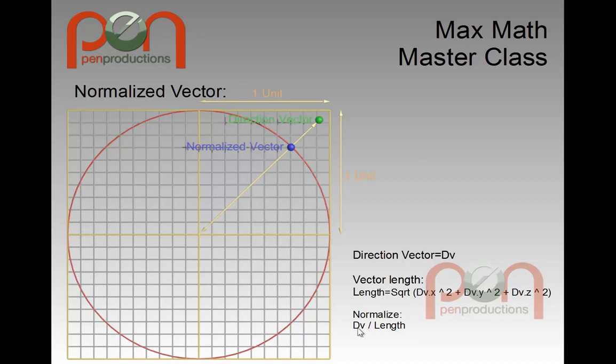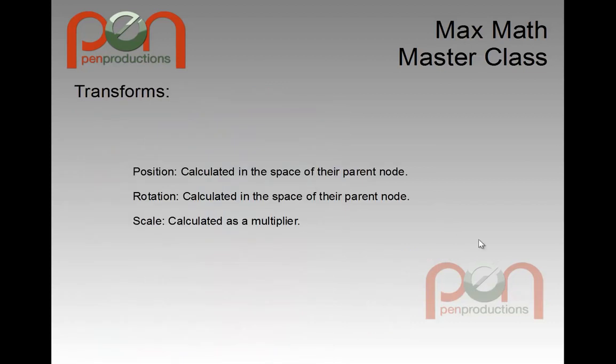You then normalize it. Normalizing it, basically, if you take the direction vector and you divide that by its length, you'll get a normalized vector returned. So there's the mathematics behind it, but again, not something that you really need to be using a whole lot and diving into.